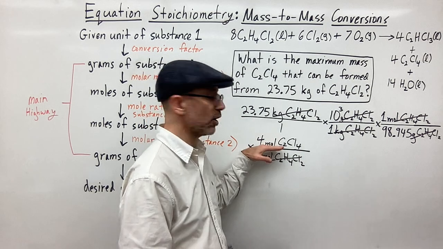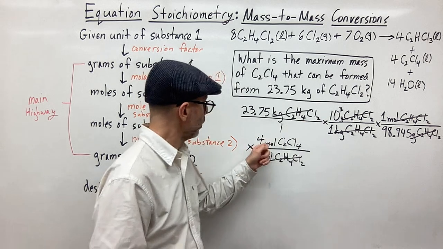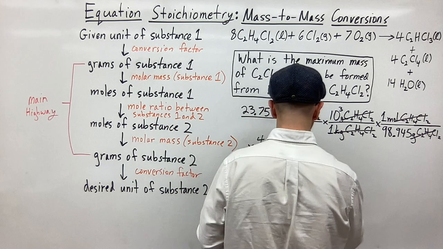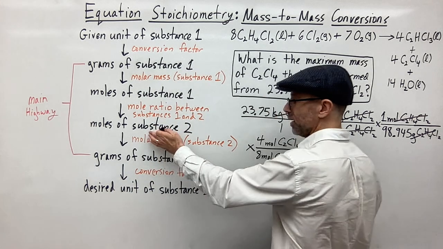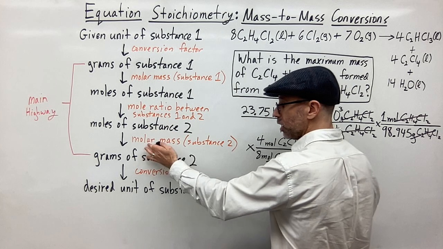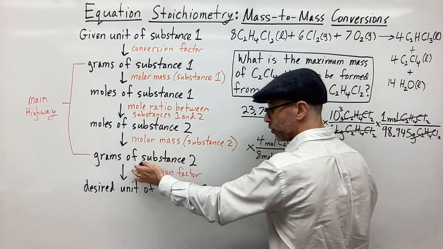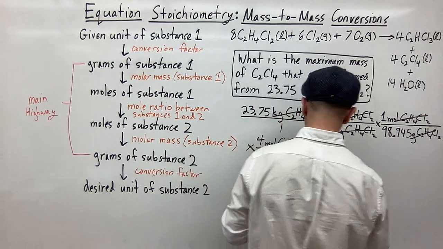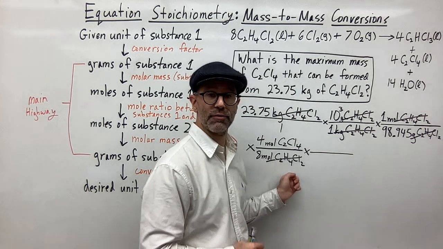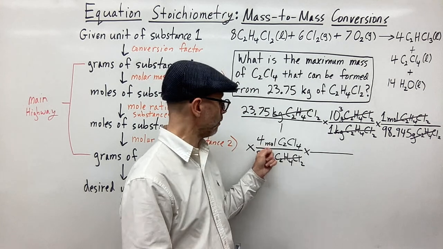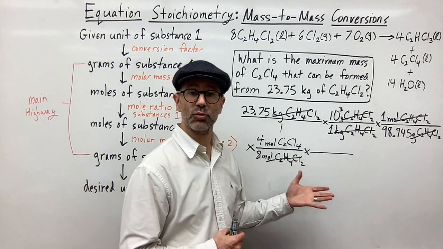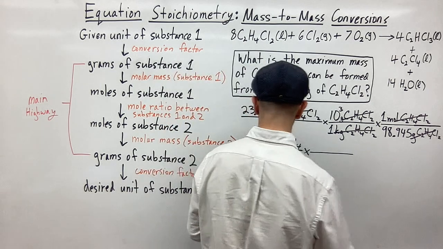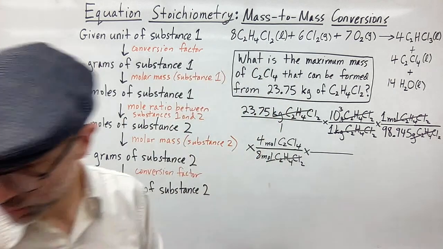So now my goal is to get back to kilograms. In order to get to kilograms, I got to convert to grams first. So I'm going to have to use the molar mass of my other substance. Notice that here, moles to grams. I got to get my moles into a mass unit, and the easiest way to do that is molar mass, because I can convert that to grams, which is a mass unit. So now I need the molar mass of this substance, which I already have.